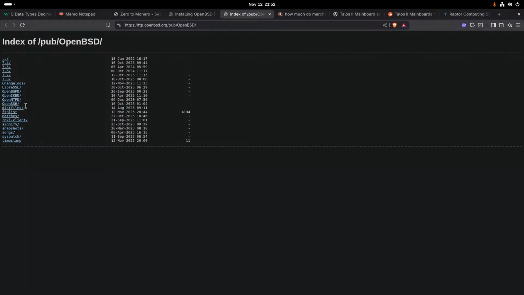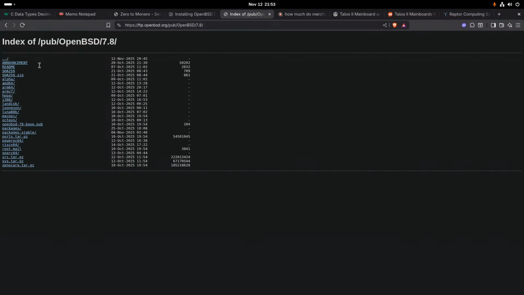So, installing Libre Mines from Flatpak. Is that a real thing? Is that real? OpenSSH. Which one is... Where's the OpenBSD? Which one do I get? Do I get 7.8? Announcement, read, ARM, alpha.